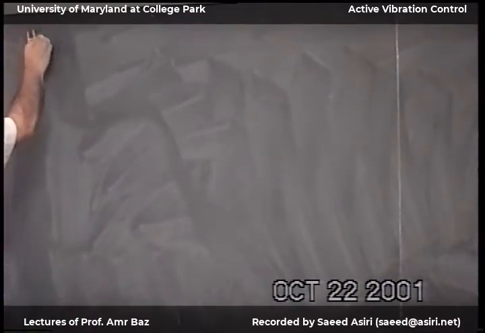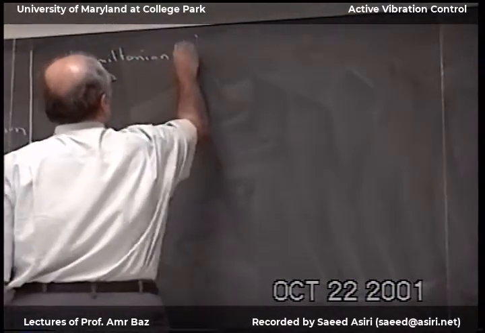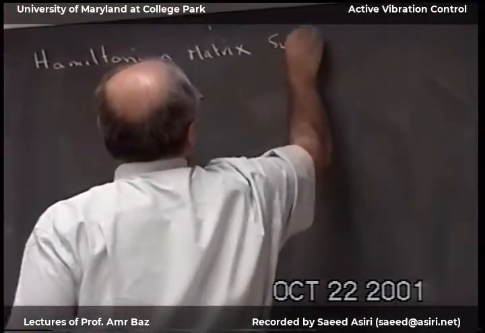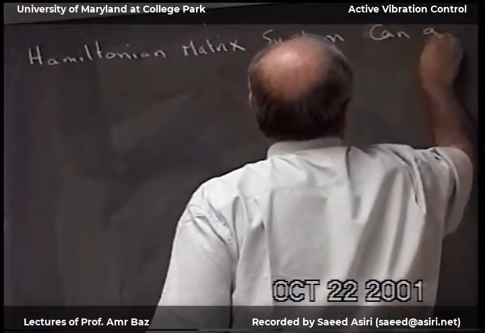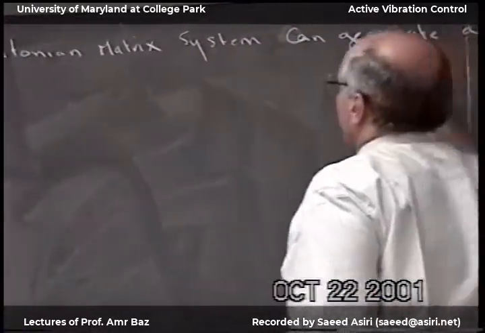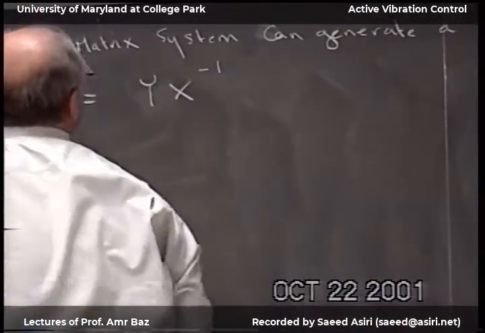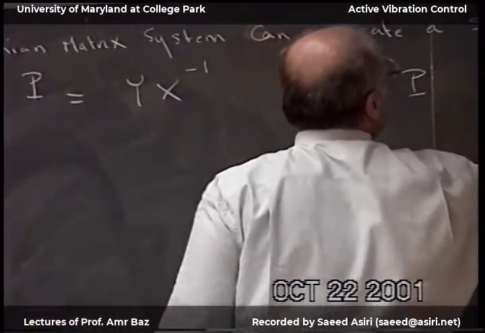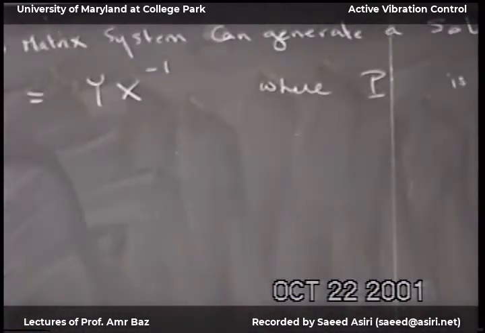And we'll see here that the Hamiltonian matrix system can generate a solution. P is equal to y x inverse, where P is a solution of the following Riccati equation.